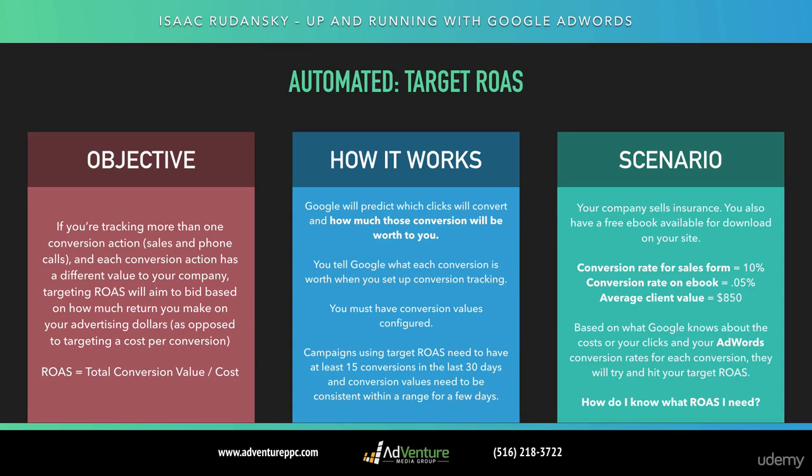And we're not going to get into the formulas right now. Based on what Google knows about the costs of your clicks and your AdWords conversion rates, remember your AdWords conversion rate is different than the rate at which you convert clients from your materials, from your sales form, or from your ebook. Your AdWords conversion rate is the rate at which clicks on an ad turn into one of these conversion actions. So remember that distinction, it's very important. Based on what Google knows about your clicks and your AdWords conversion rates for each of these different conversions, they're going to try to hit your target ROAS. Now, the big question mark looming over this entire slide is how do you know what ROAS you need? What return do you need to be?